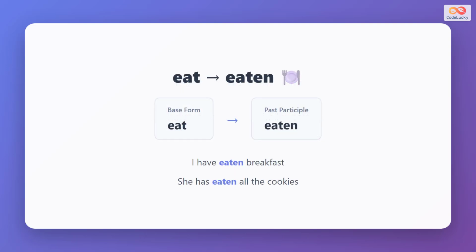Let's start with our first verb, eat. The base form is eat and the past participle is eaten. We use this with the helping verb have or has. For example, I have eaten breakfast. This means you finished eating breakfast at some point before now. Another example, she has eaten all the cookies. This means she finished all the cookies and now they're gone.